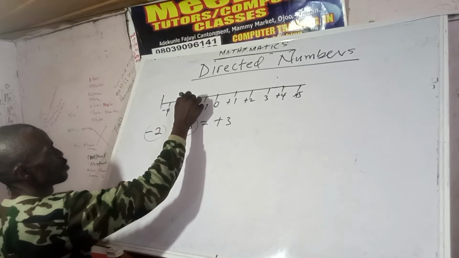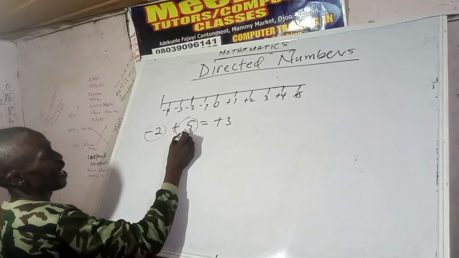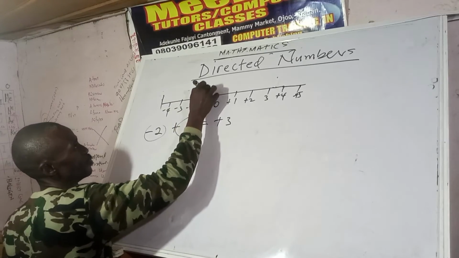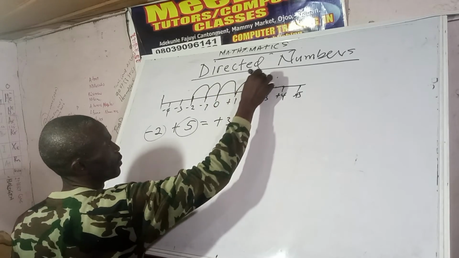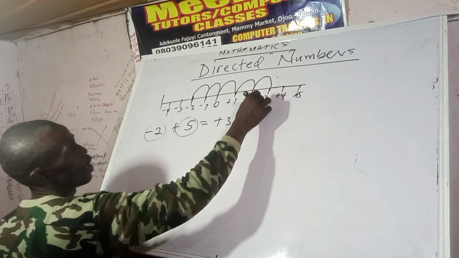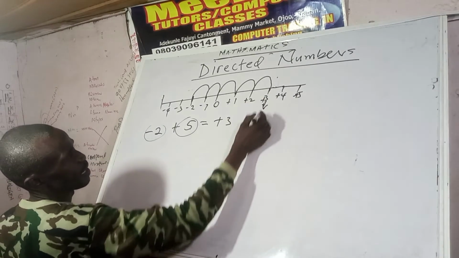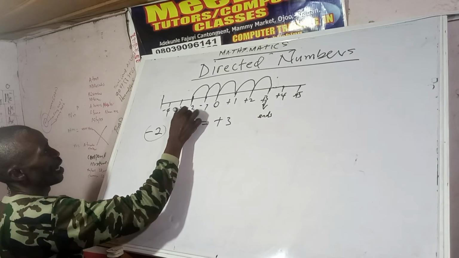This is minus 2. Plus means I go to the right. How many times? 5 times. I jump 5 times. Once, 2, 3, 4, 5. Now I drop here. So what do you have here? The answer here is plus 3. So it starts here and ends here.